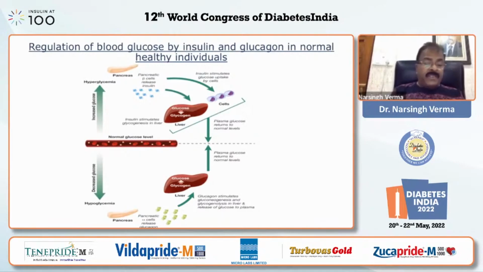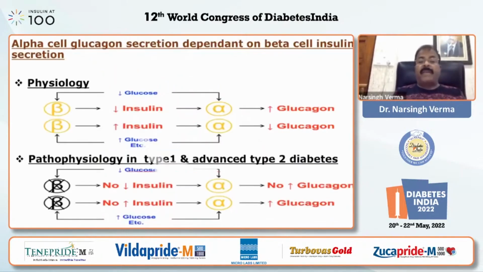And then what happens in the fasting condition, or when the person is developing hypoglycemia? Then the alpha cell secretes glucagon, and this glucagon produces glycogenolysis, and it also inhibits glycolysis, and gluconeogenesis does occur, and that maintains plasma blood glucose at a normal level, and this is the action of glucagon. Alpha cell glucagon secretion is dependent on beta cell insulin secretion, which I have already talked about. In the pathophysiology of type 1 and advanced type 2 diabetes, when there is no insulin, glucagon increases, and even when insulin is there, the glucagon increases.